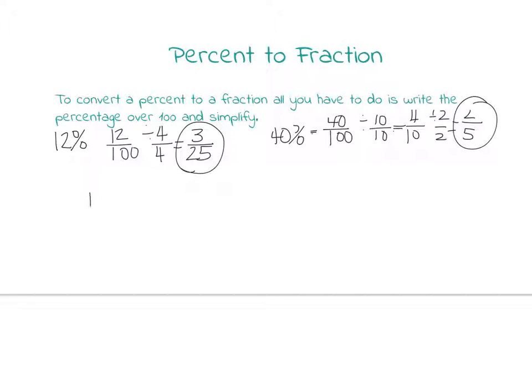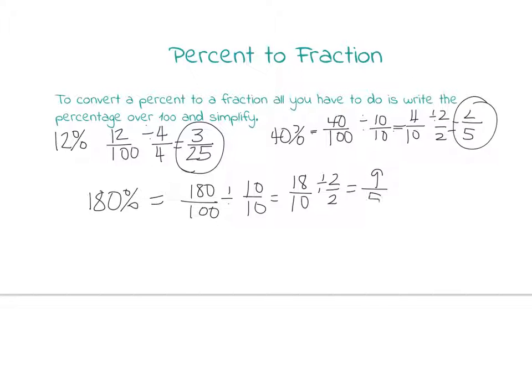What if I have 180%? Well, that's more than 100%, but I still do the same thing. 180 over 100. And I can still reduce. I'm going to divide by 10 because they both end in 0. If you can find a bigger number, that's fine. And I get 18 over 10. Well, they're both even, so I can divide by 2 again, and I get 9 over 5. And there's my final answer.